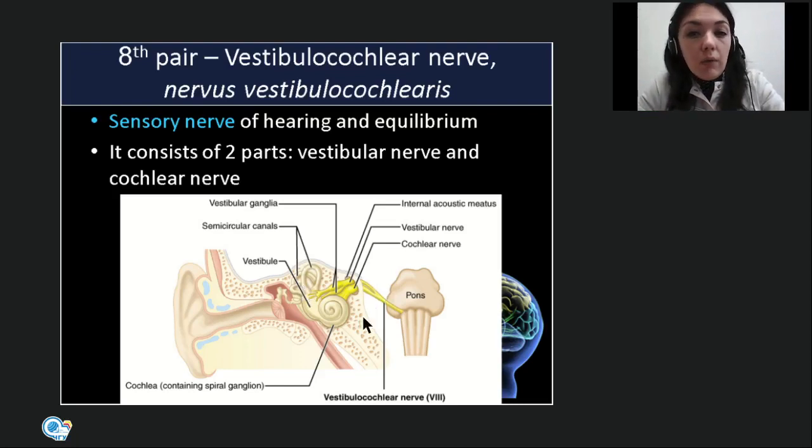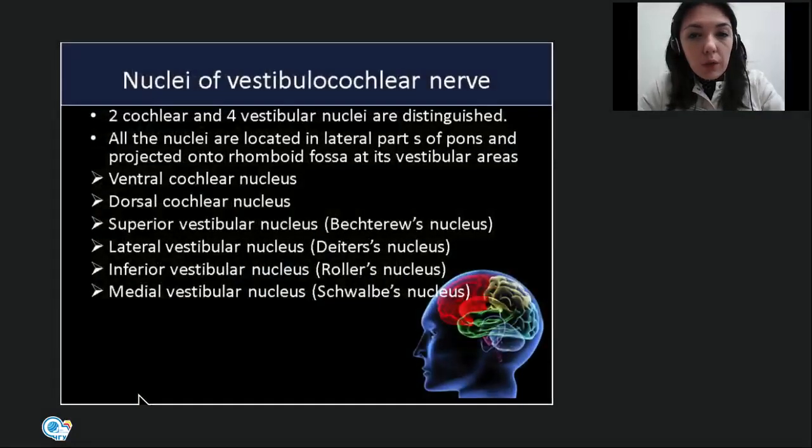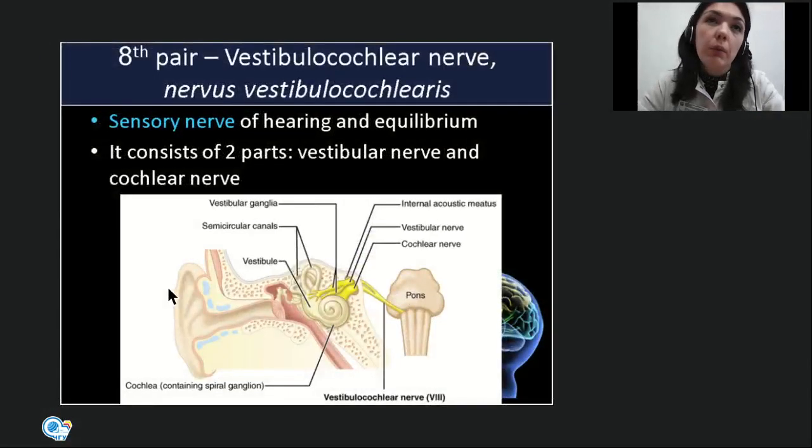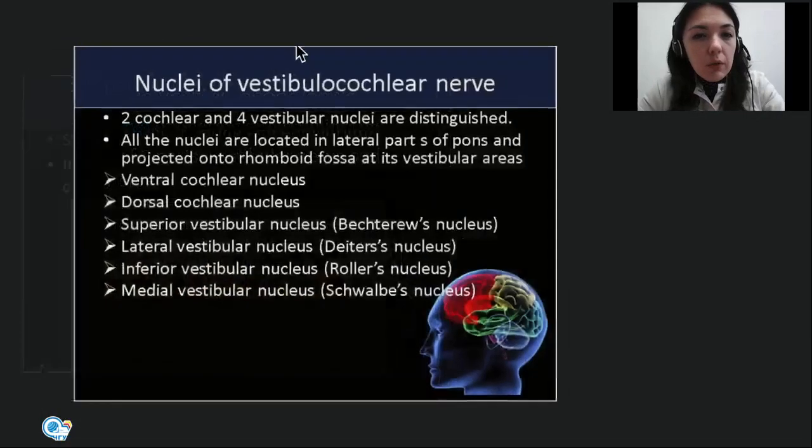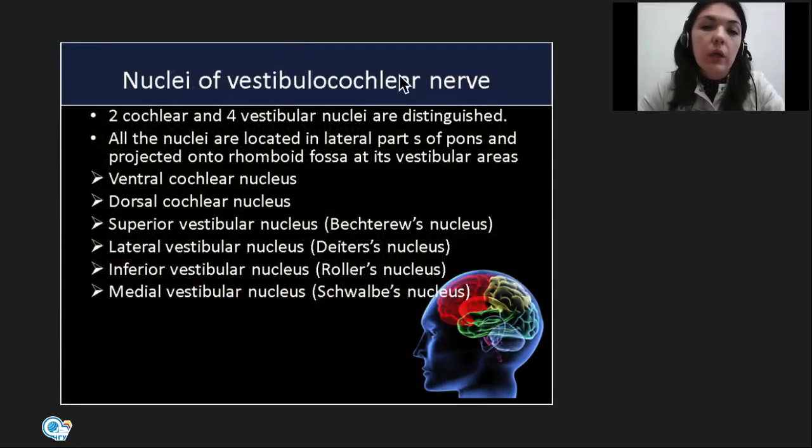They enter the cranial cavity through the internal acoustic meatus. Also, the vestibular and cochlear nerves have different ganglia: the vestibular ganglion for the vestibular nerve and the spiral ganglion for the cochlear nerve, and the roots leave the brain at the level of the pontomedullary junction. Yes, okay, but before we say it, we'll have to talk about the nuclei, yes?